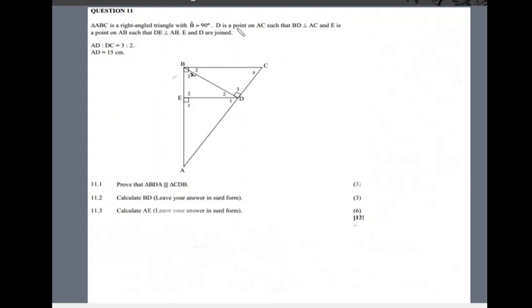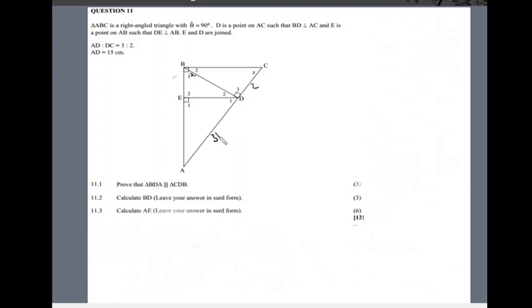D is a point on AC, as we can see, such that BD and AC are perpendicular, and E is a point on AB such that DE and AB are perpendicular, and D and E are joined, right? Again, AD to DC is 3 is to 2.